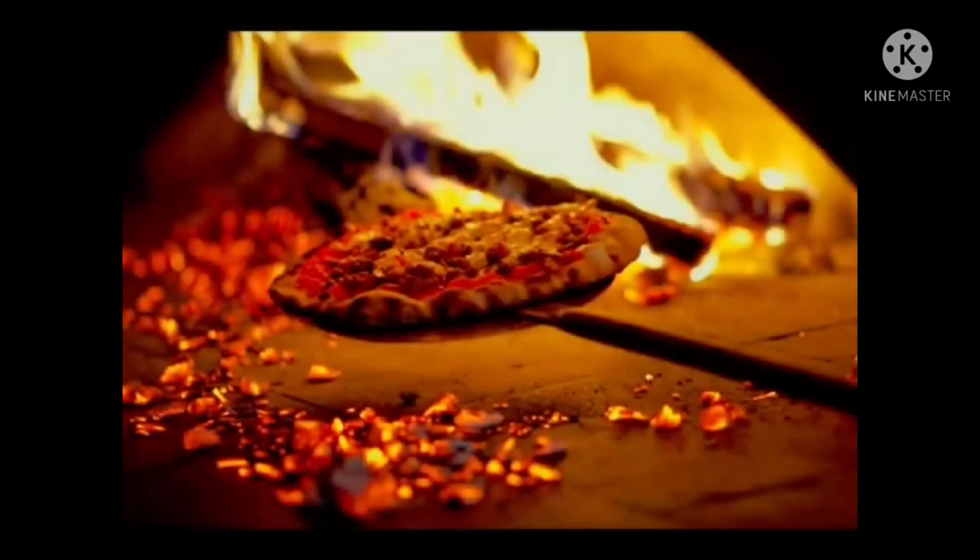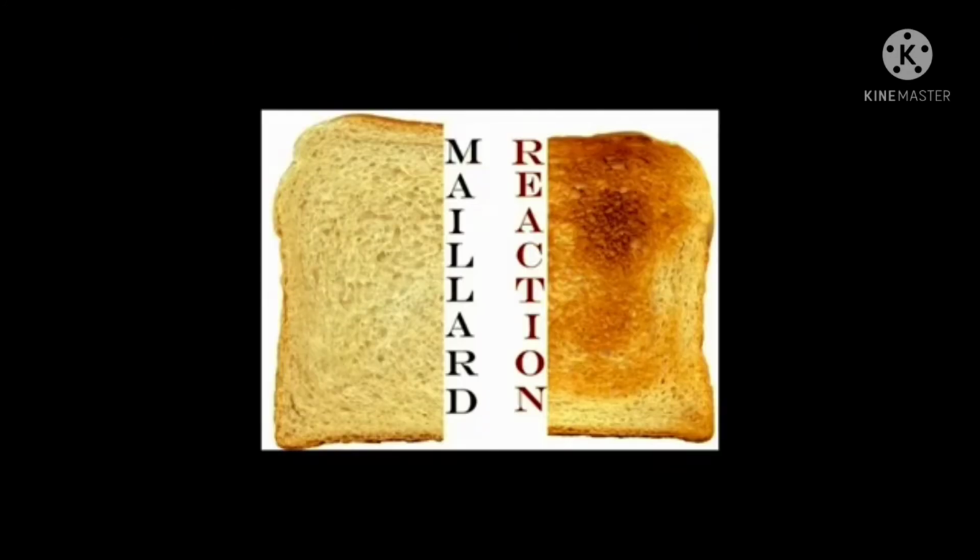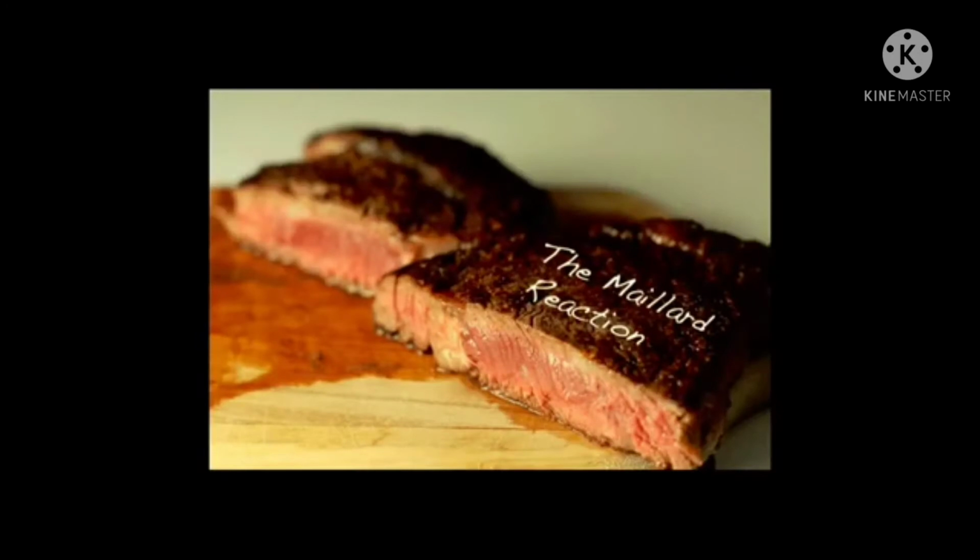Dry heat cooking involves the circulation of hot air or direct contact of a heat source to transfer heat to your food. Think of an open flame or an oven. Most oftentimes this promotes the caramelization of surface sugar on the food. This is called the Maillard reaction.